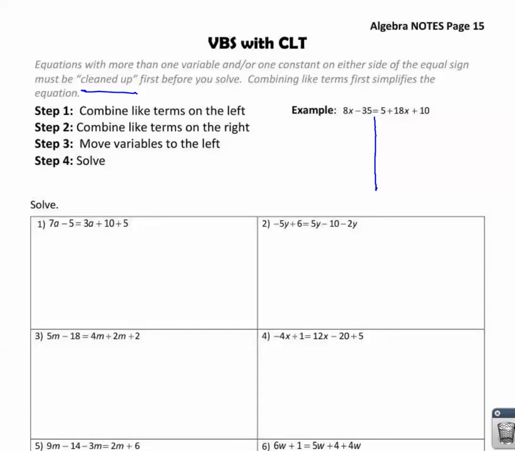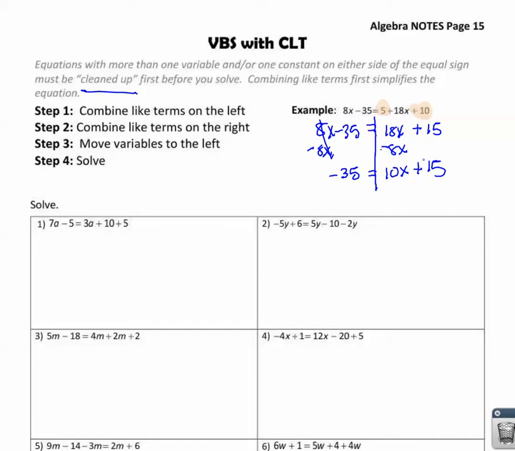However, on the right side, you have a 5 and a positive 10. So you need to bring down your left side. Now combine your 5 plus 10 to give you 15. Now the problem has been cleaned up and you can move things around. I'm going to move my positive 8x. I'm going to subtract it to the right side. Bring down my negative 35. 18x minus 8x is 10x plus 15.